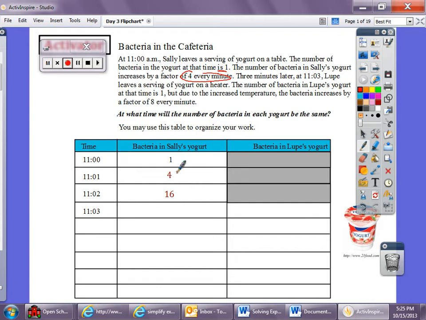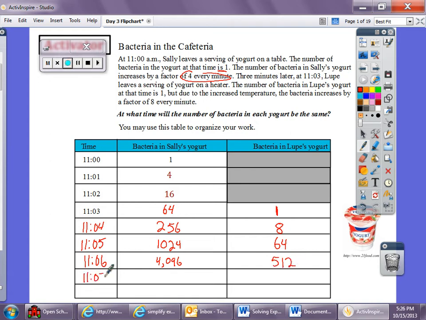So if we take a look at this, that means Sally's going by a factor of 4, so 16 times 4 is 64. And this is where Lupe starts at 1. 11:04, 256 for Sally, and then 1 times 8 is 8. 11:05. We have 1024 for Sally. 8 times 8 is 64. 11:06. We have 4096. And then 512.